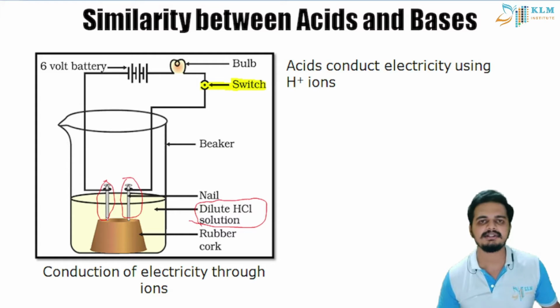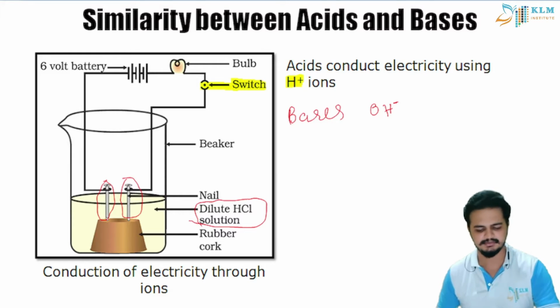So what ions do acids produce? It produces H plus ions. What about the bases? Bases produce OH minus ions. It will conduct electricity using OH minus ions, and the H plus ions cannot exist in free state. In the next slide, we will check how it then exists in water. So this is one similarity between acids and bases.